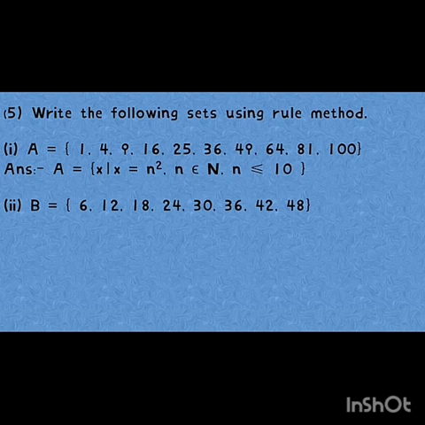Now question number 2 is, B is equal to, in curly bracket, 6, 12, 18, 24, 30, 36, 42, 48, curly bracket completed. Here also we have to see the pattern of the numbers. This is multiplication table of 6. So answer will be, B is a set of all x such that x is 6n and small n belongs to capital N and small n is less than 9. Like this we will write.